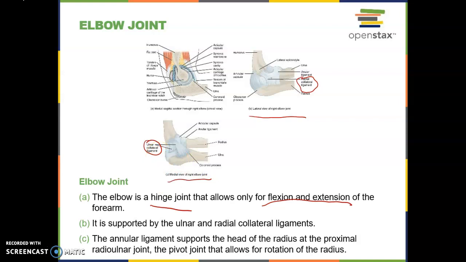And then there is another ligament called the annular ligament, which is right here. This one is the annular ligament, which supports the head of the radius and the proximal radio-ulnar joint, which is a pivot joint that allows for rotation of the radius. So that's the elbow joint. The key points to remember: it's a hinge joint, allows flexion and extension of the forearm. It is supported by radial and ulnar collateral ligaments and also the annular ligament. These are the key points that you have to remember for testing purposes.